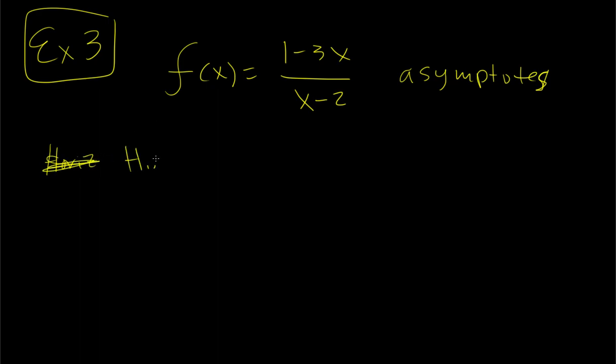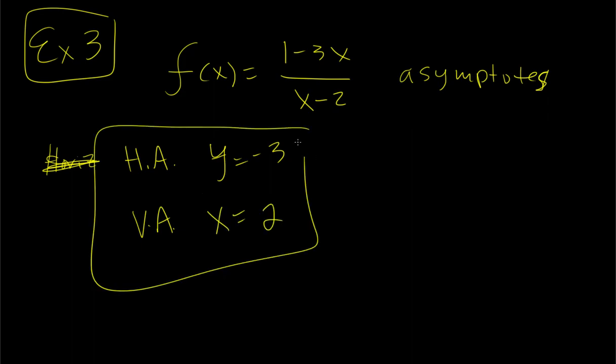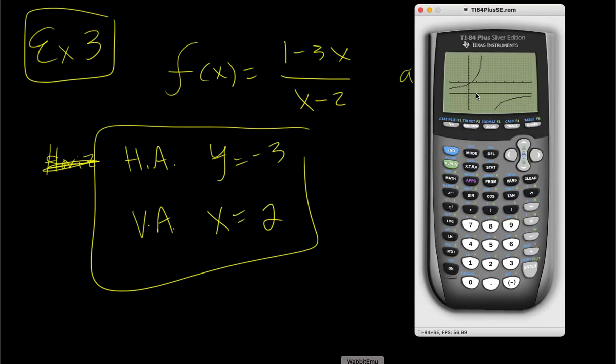asymptote. Horizontal was y equals -3, and vertical asymptote was x equals 2. I guess, let me pull that up so we can just see that. So x equals 2 is right here, and then we have our horizontal asymptote right there. Okay, so this is example 4.